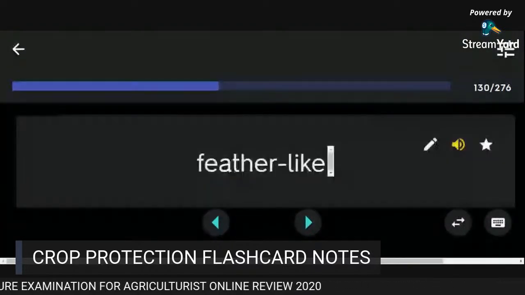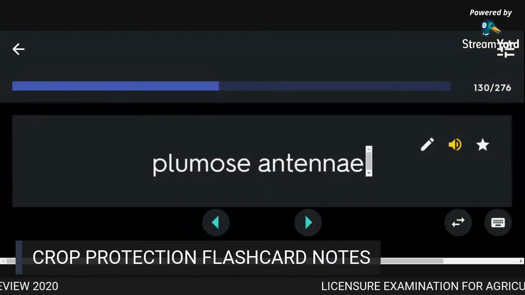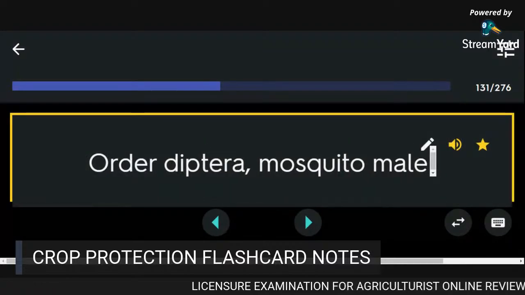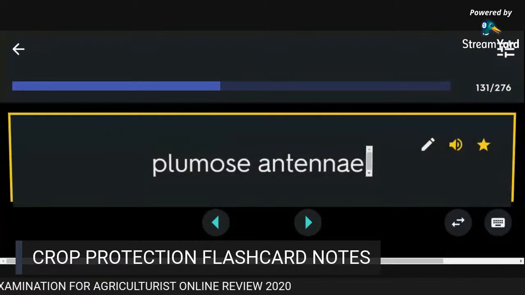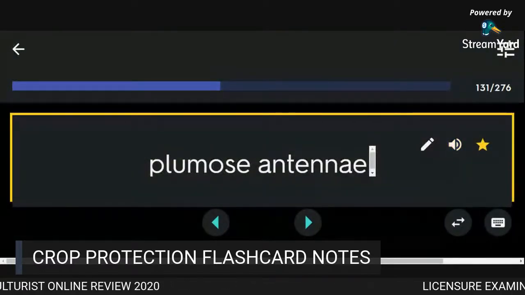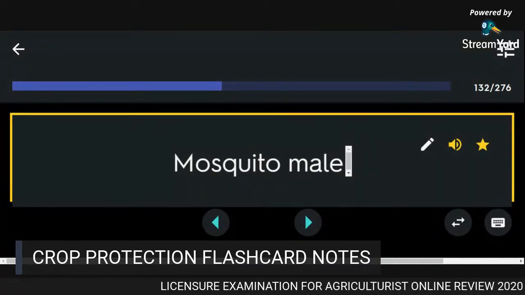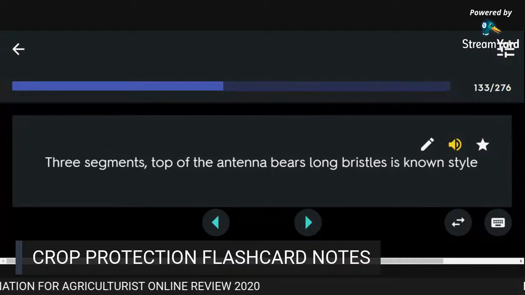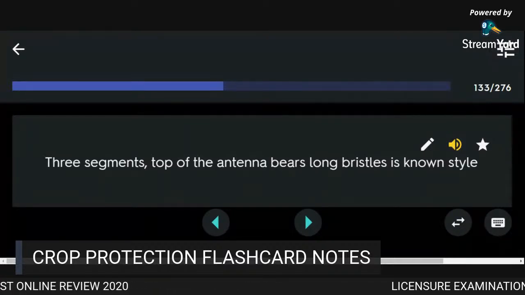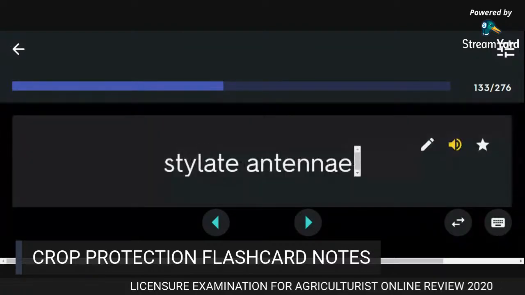Feather-like. Plumose antennae. Order Diptera, mosquito male. Plumose antennae. Culex sp., mosquito male. Three segments, the top of the antenna bears long bristles known as style. Stylate antennae.